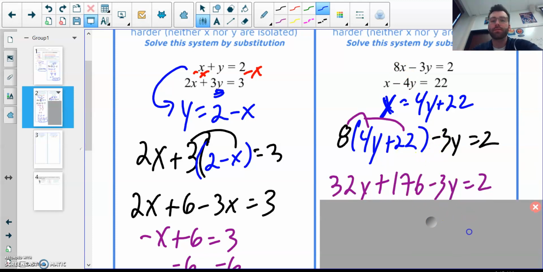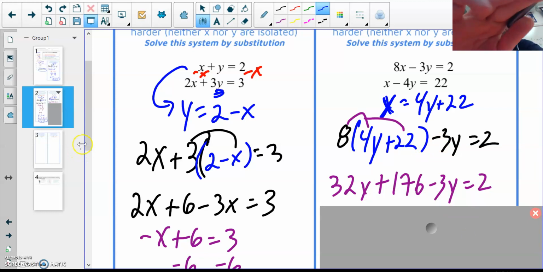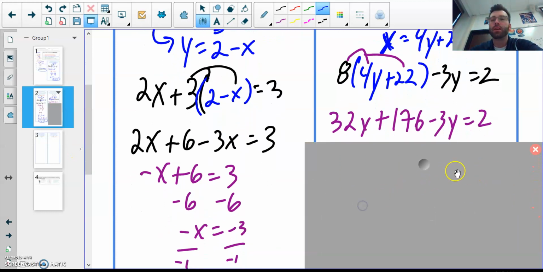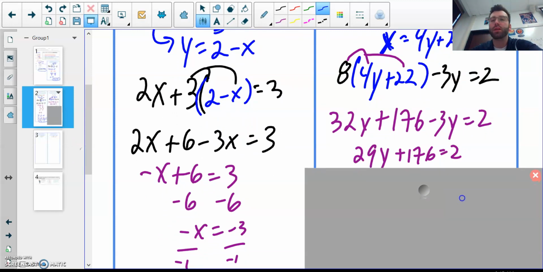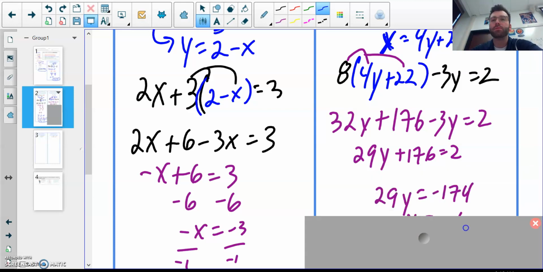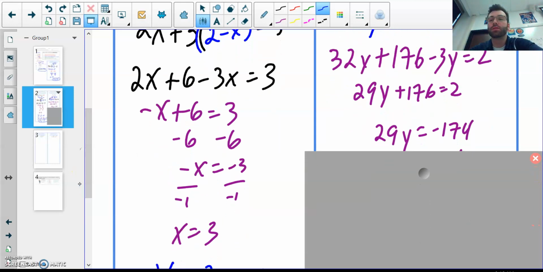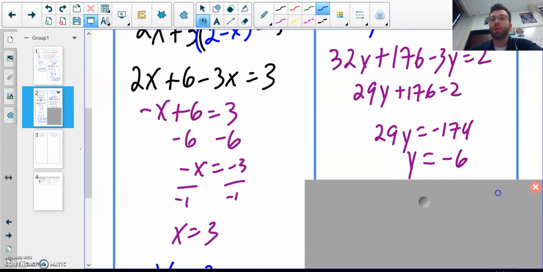Distribute the 8. So 32y plus 176 minus 3y. Combine like terms: 29y plus 176 equals 2. Subtract 176. I know these are big numbers, but it actually works out pretty nice. 29y equals negative 174. So y is negative 6.